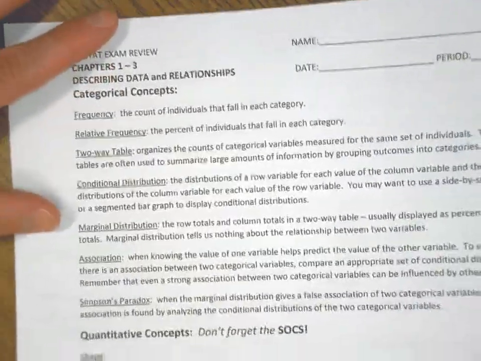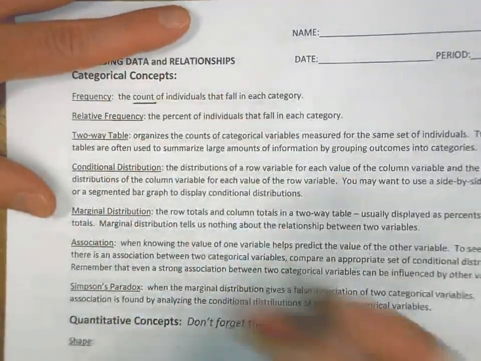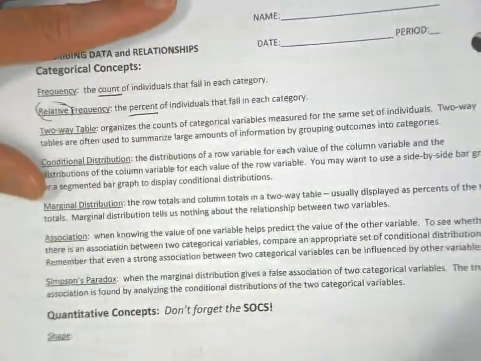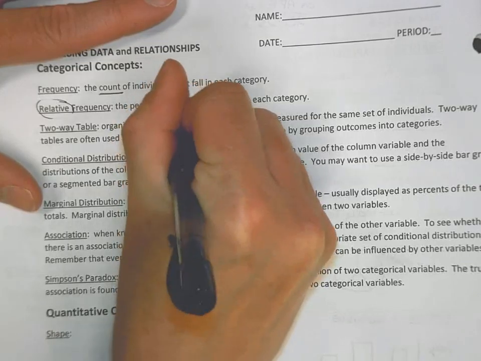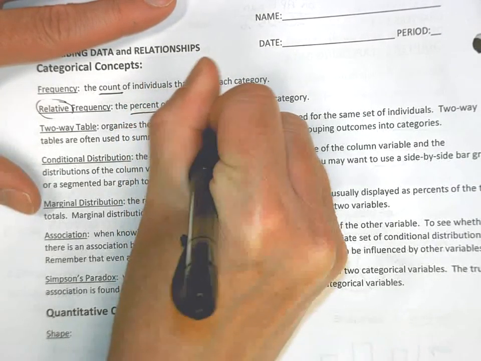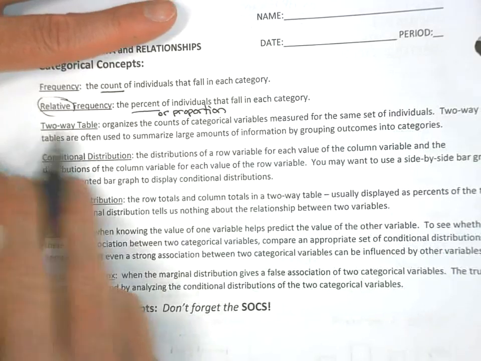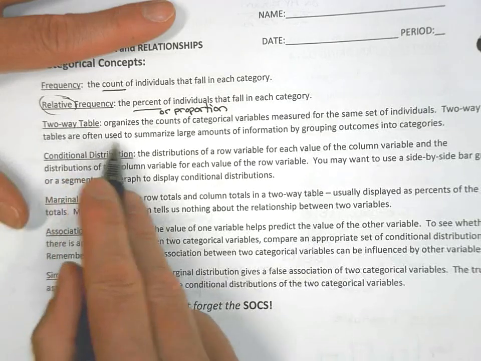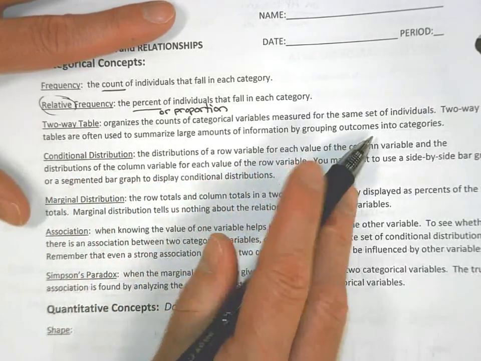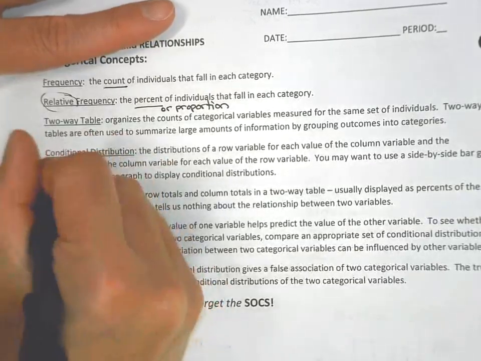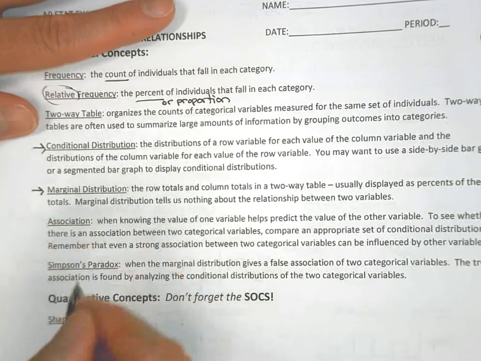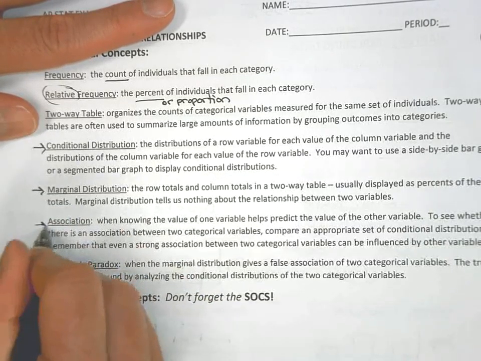If you flip the page, we've got our frequency. Anytime it's just the word frequency, we're talking about the counts. When the word relative gets thrown in, now we're talking about the percent or the proportion, if you move your decimal over. Your two-way table organizes the counts of categorical variables measured for the same set of individuals. Two-way tables are often used to summarize large amounts of information by grouping outcomes into categories. So here we have our conditional distribution and our marginal distribution with their definitions, and there's also association and Simpson's paradox.